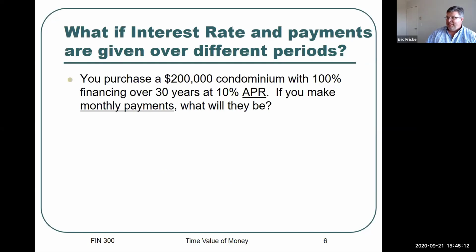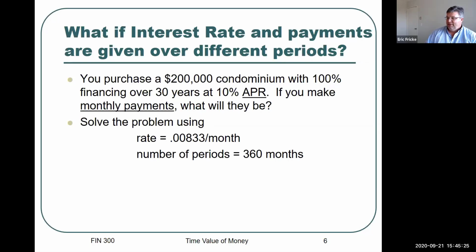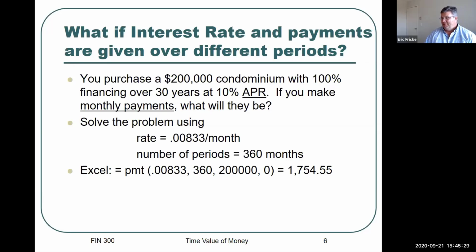So here's the problem statement again. $200,000 loan, 10% APR, monthly payments. So let's go ahead and solve it. We know that the rate is 0.00833. We know the number of periods is 360, right? We've already got that. So here's the Excel formula to solve it, and we're solving for the payment, P-A-Y-M-E-N-T. Excel just calls it PMT.